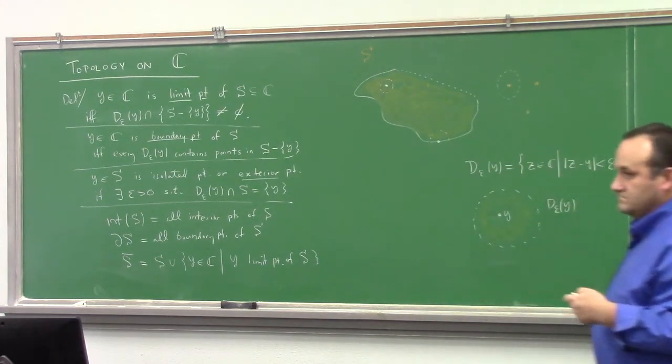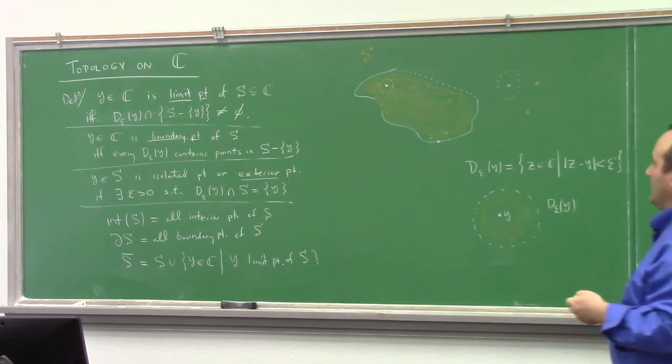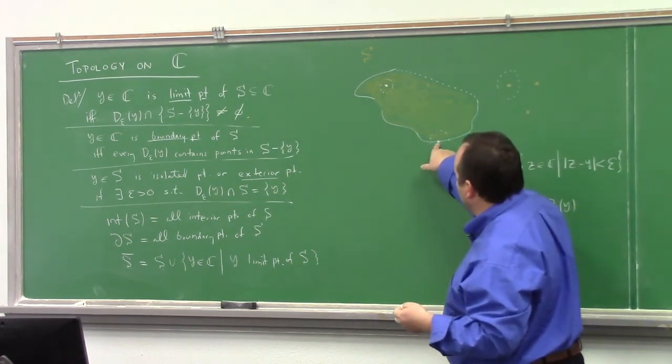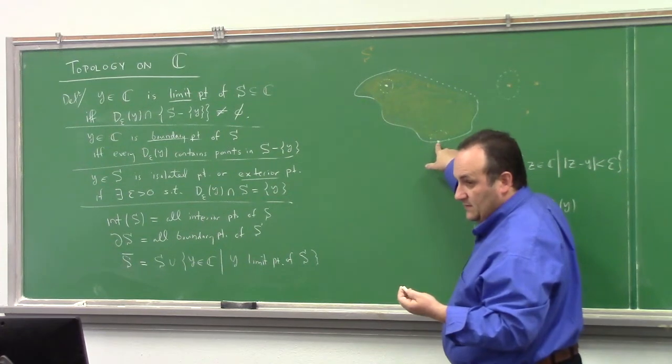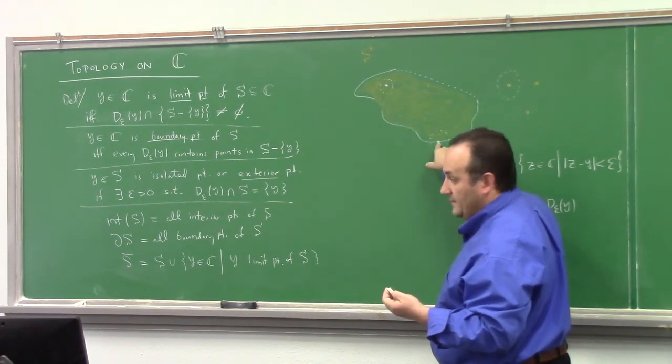Is there a limit on how big this disk can be, or can it be infinite? It can be infinitesimally small. It has to be a finite radius, but no matter how close you get to the edge, you can always find one. Now, these points are not interior points because you cannot fit an open disk around there that is inside the set. In fact, that's why it's a boundary point.